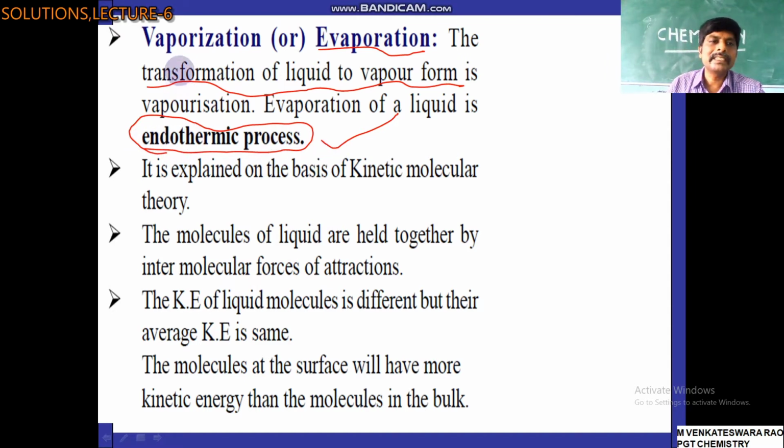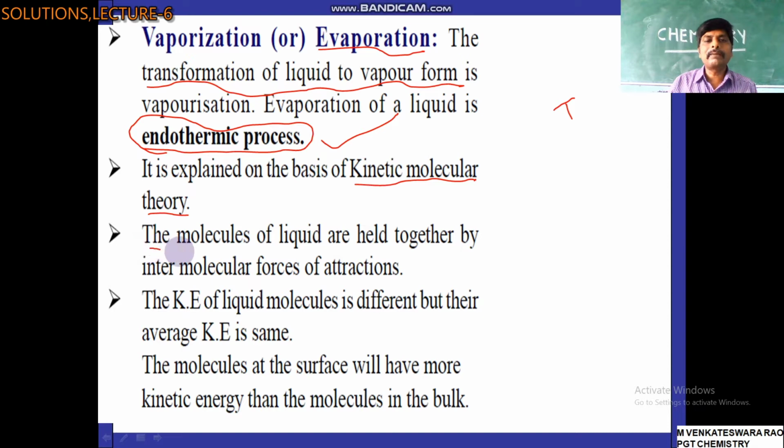That means vaporization or evaporation increases with increase in temperature. Next, it is explained on the basis of kinetic molecular theory. That means why is this evaporation taking place? Because of collisions. Why collisions? What is the reason for collisions? Molecules move randomly. Liquid molecules move randomly in all directions.